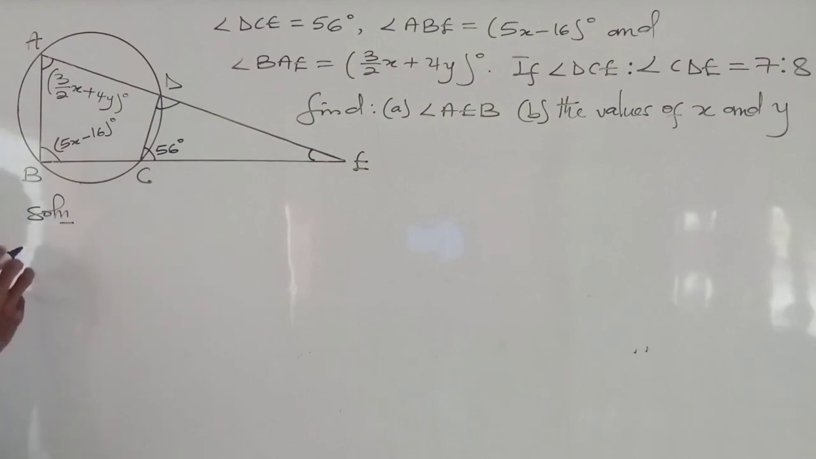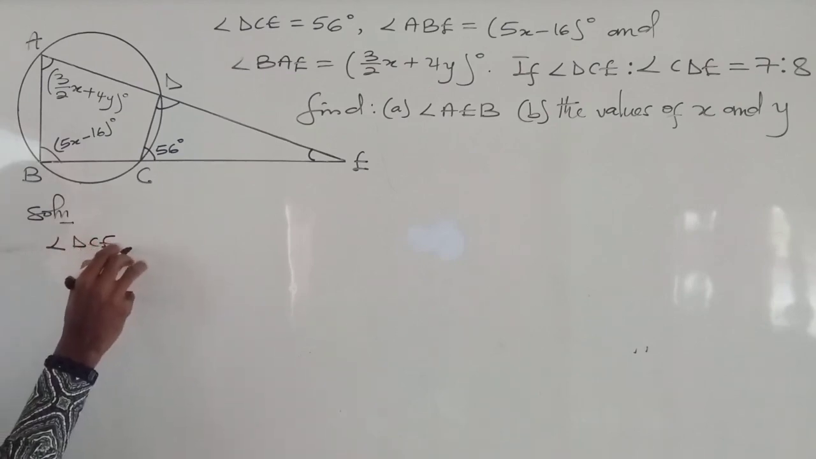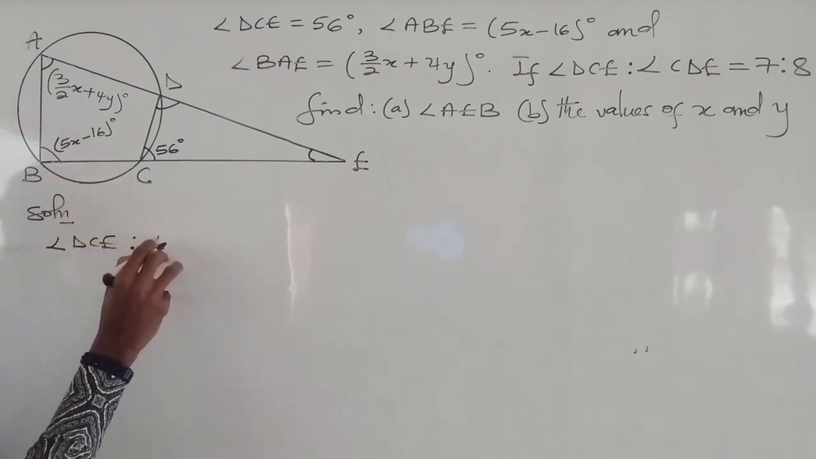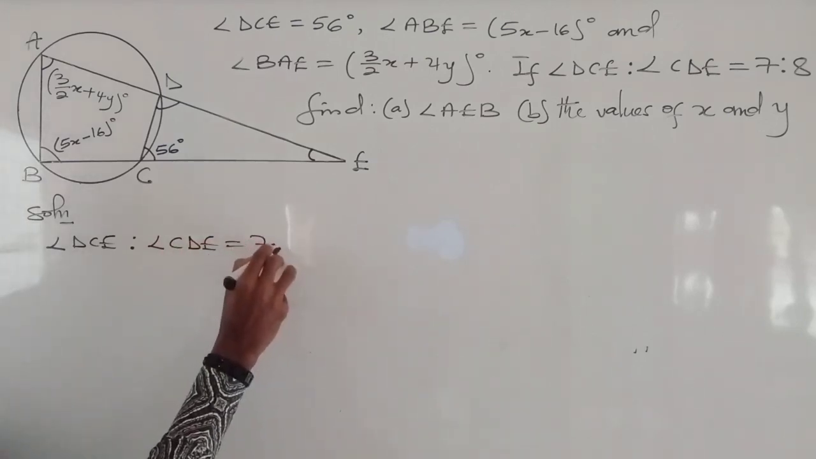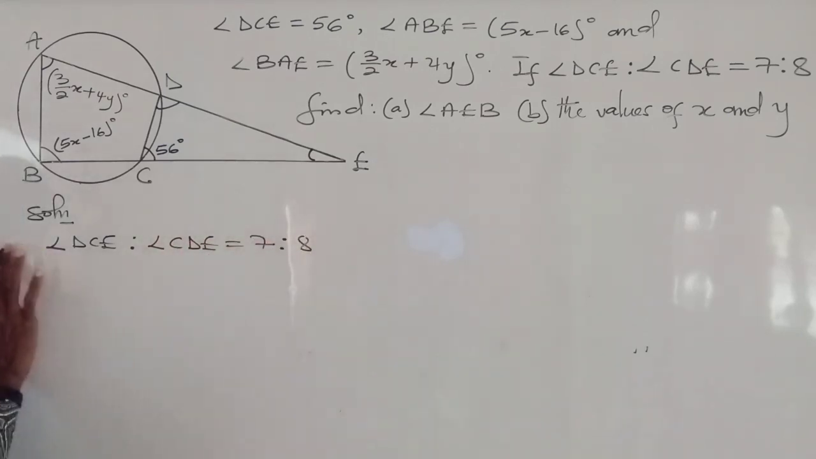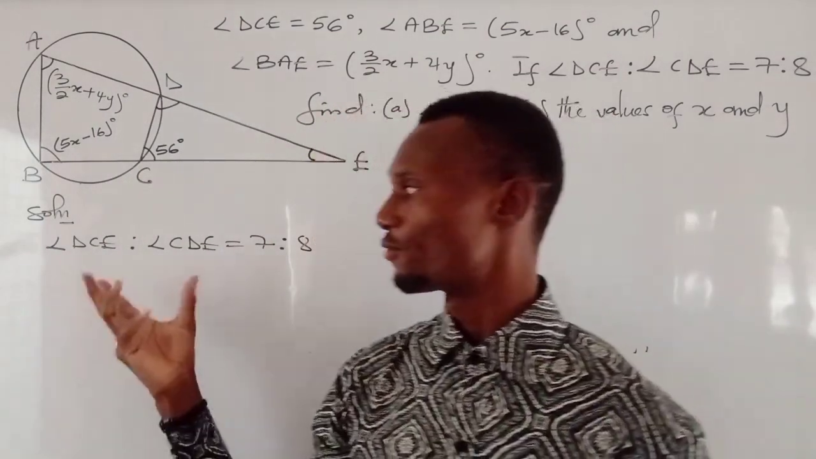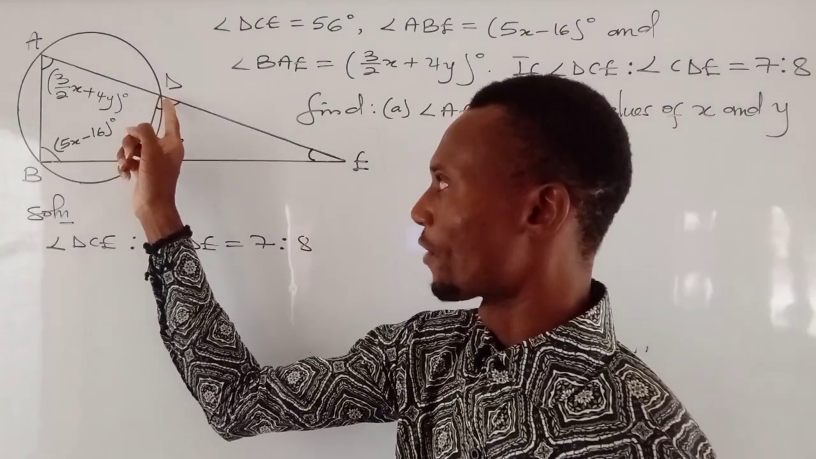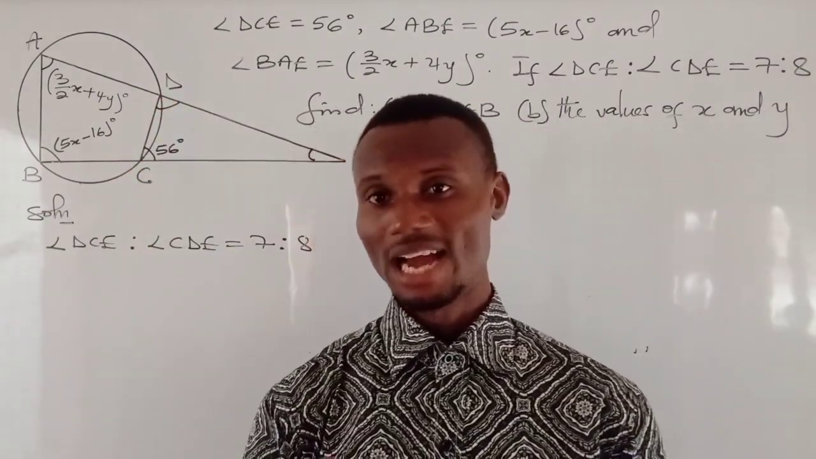It says that angle DCE is to angle CDE, which is equals to 7:8. So we are going to make use of this equation to find this angle that you are looking for, which is the angle CDE. I hope you understand up to this point.